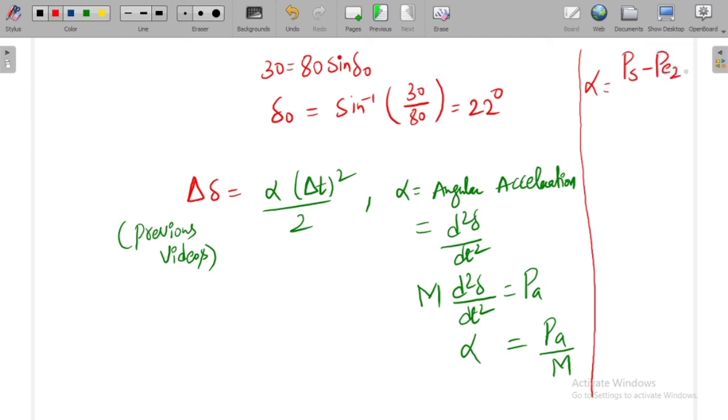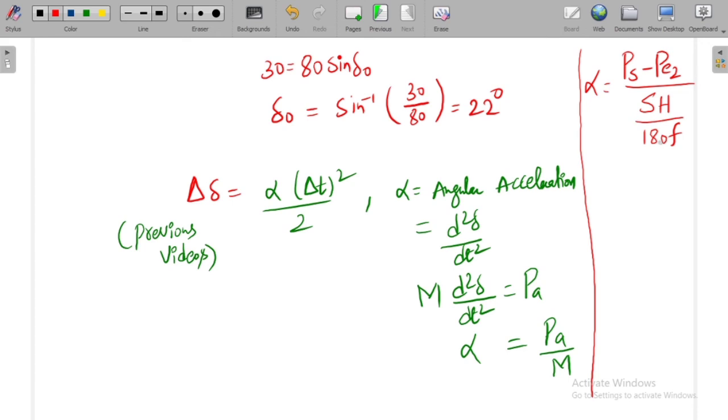Now accelerated power is nothing but shaft power minus electric power. It is the electric power during the disturbance, PE2. PE1 is the electric power before the disturbance, which is the same as shaft power, whereas during the disturbance the electric power will change. So alpha is equal to PS minus PE2 divided by M, where M value is given by S into H by 180 F.